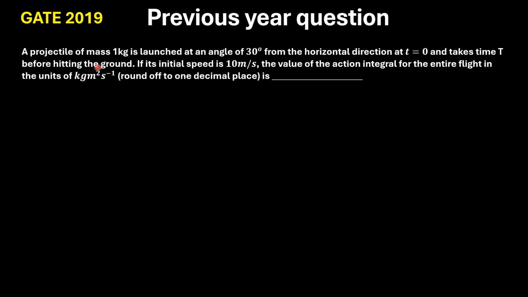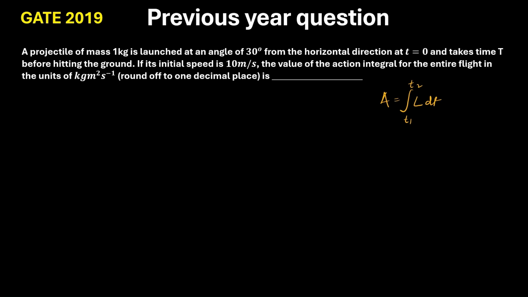In this question, we are given a projectile motion of mass 1 kilo launched at 30 degrees from the horizontal direction at t equals 0, and the time of flight is capital T, and initial speed is 10 meter per second, and we have to find the action integral for the entire flight. Now action integral is given by the integral of the Lagrangian with respect to time.